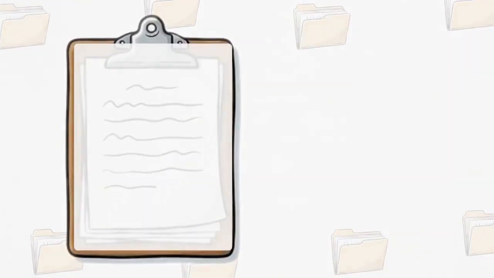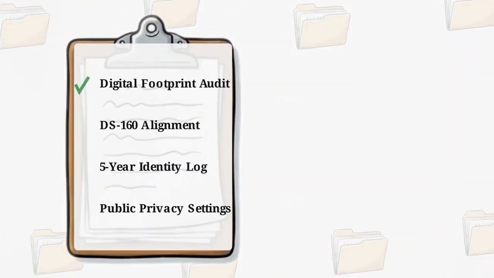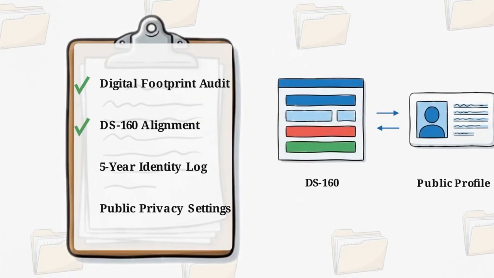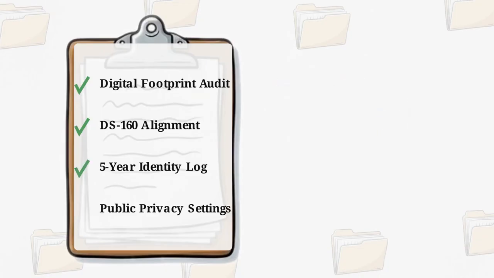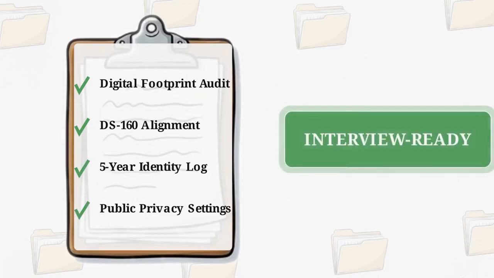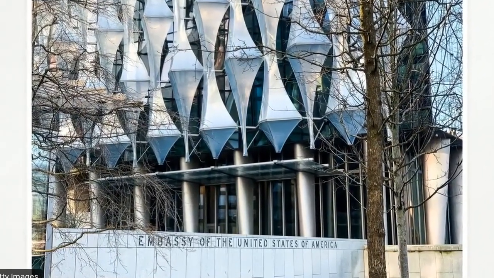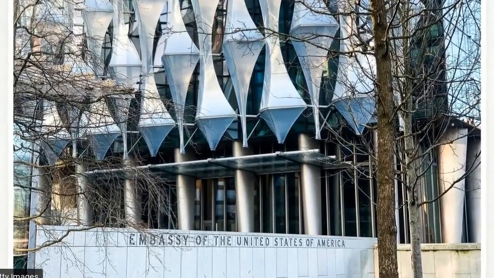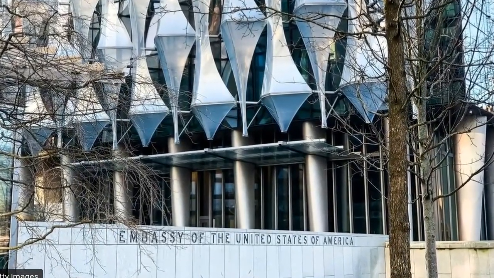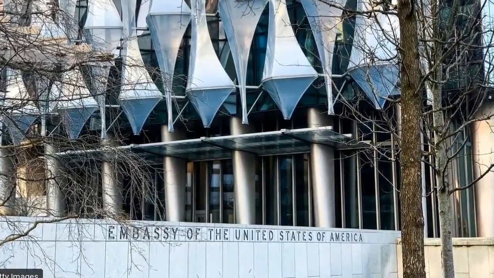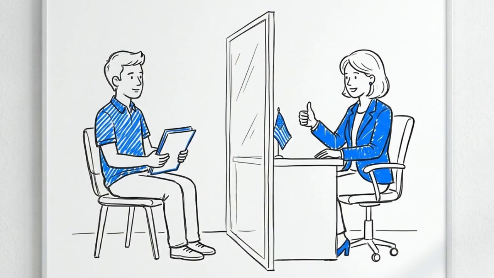Once you have audited your footprint, aligned your DS-160, completed your 5-year log, and set your profiles to public, you have completed the audit protocol. Maintain these public settings as you proceed to your embassy appointment. Keeping your online presence accessible facilitates the vetting necessary for your adjudication. Resolving digital discrepancies early removes the primary source of uncertainty during the consular interview.